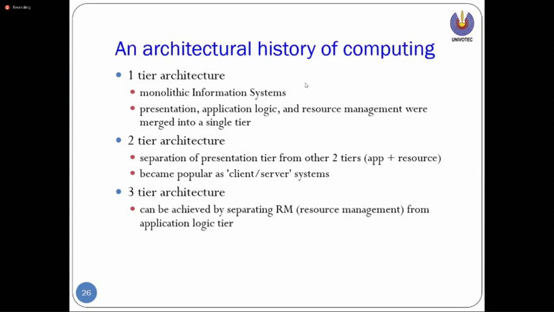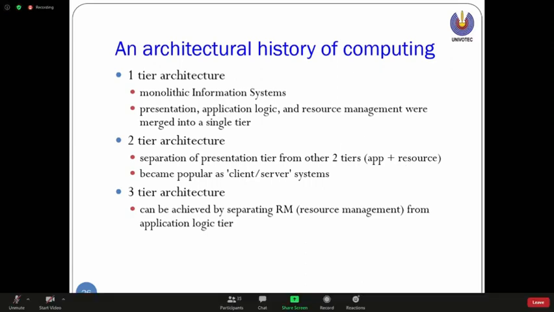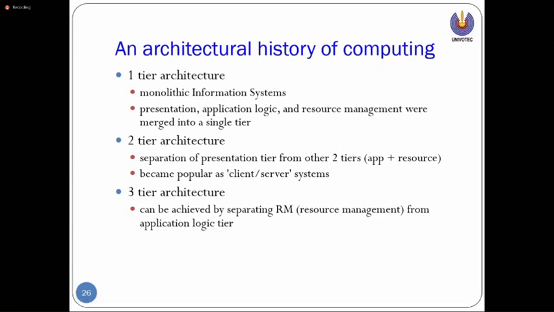Then two-tier architecture: separation of the presentation tier and the other tier, application and resource, as another architecture. It became popular for client-server systems. Mostly we use client-server systems, where only the information is given to the user, as a desktop application or anything, but the application and resource are on the server system.